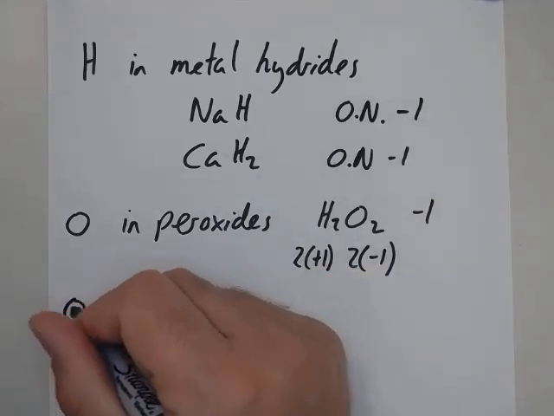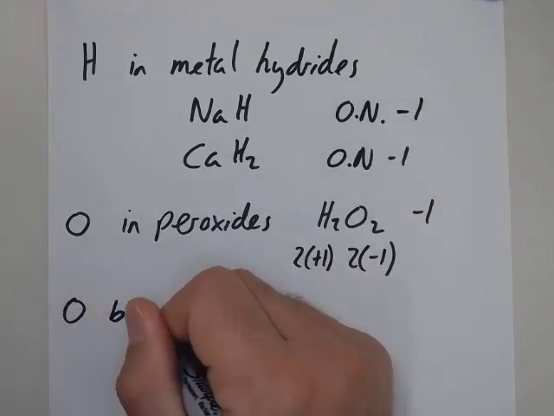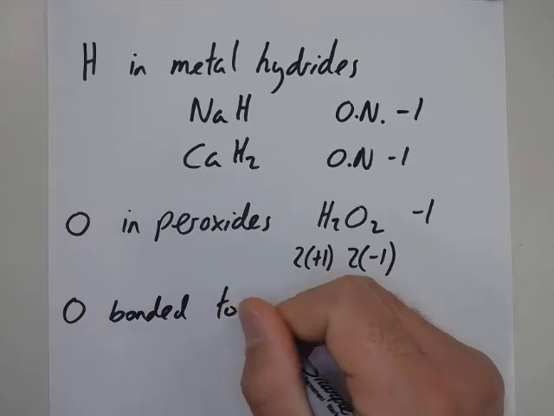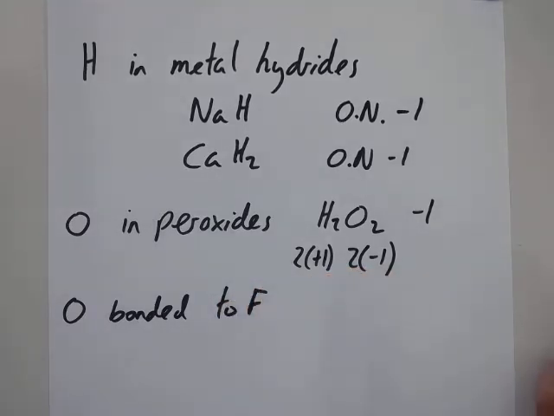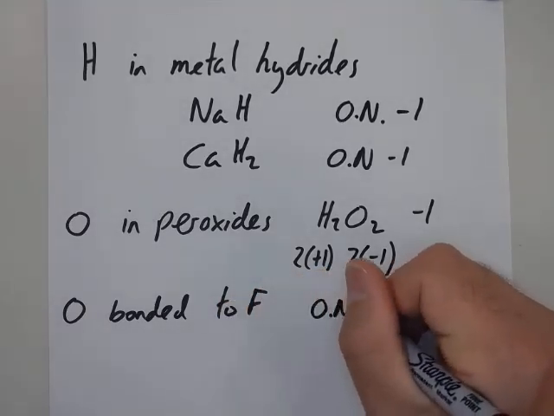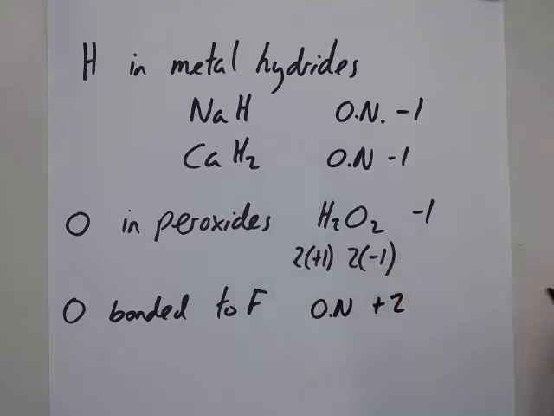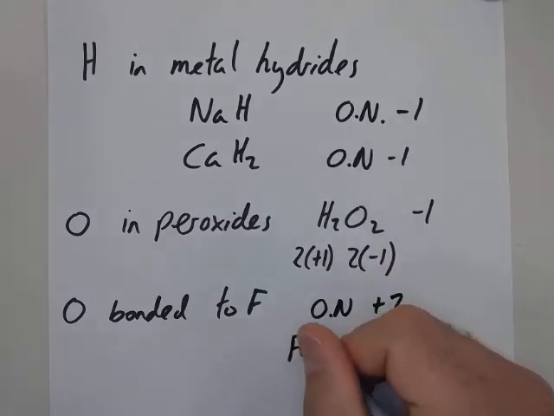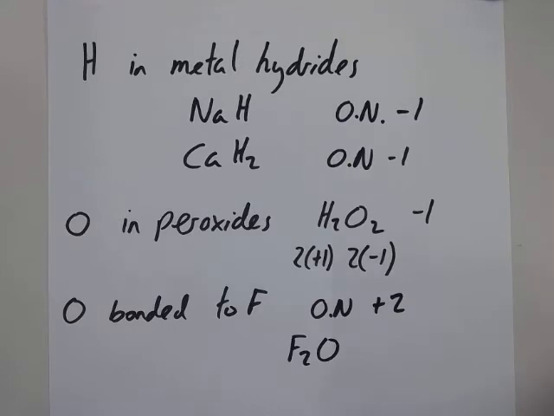And also when it's bonded to fluorine. In this case, the oxidation number would be +2. So an example would be F2O. The oxygen here is +2 and each fluorine is -1. So there are 3 exceptions.